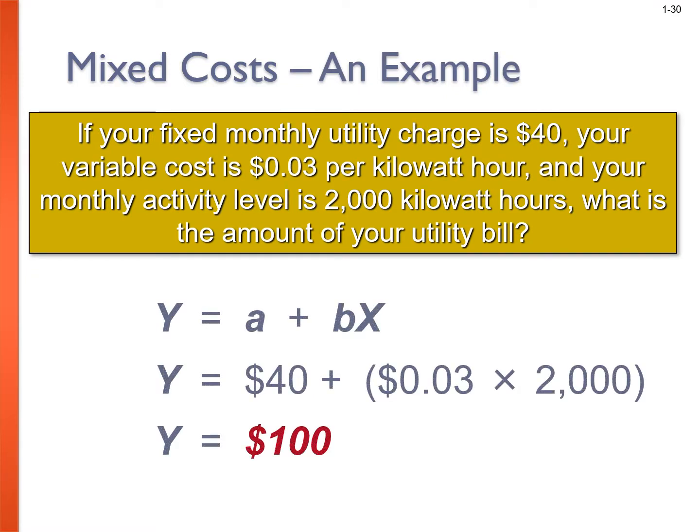Example, if your fixed monthly utility charge is $40, your variable cost per kilowatt hour is 3 cents, and you used 2,000 kilowatts, your utility bill would be 40 plus 3 cents times 2,000, or $100. As your activity increases, your bill will go up. As your activity decreases, it will go down from that point.